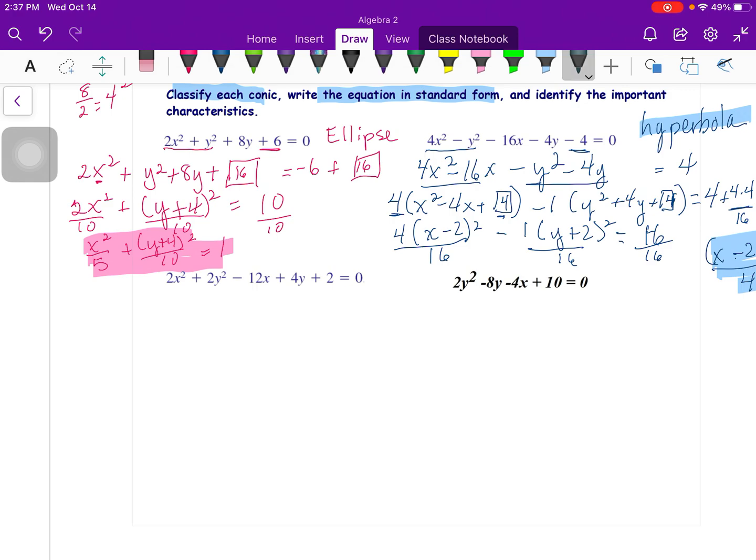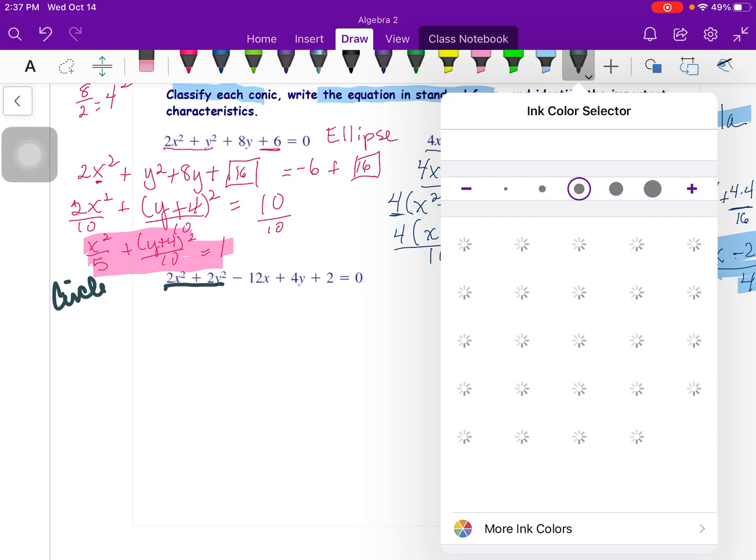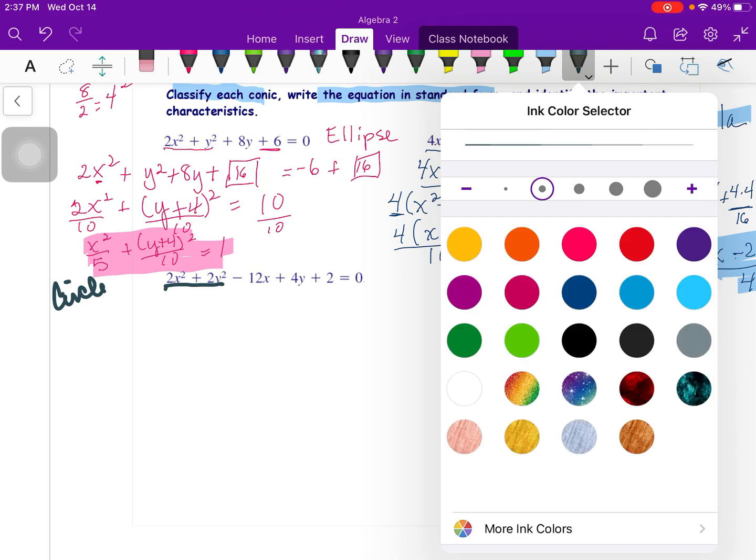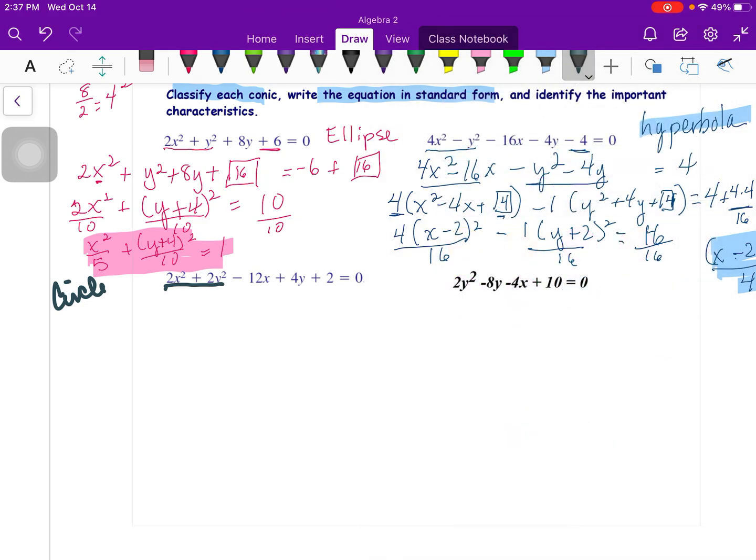All right, on this next one, I see I have 2x squared plus 2y squared. So this one must be a circle. So I'm going to put my x's together, 2x squared minus 12x, put my y's together, 2y squared plus 4y, and move my 2 to the other side.